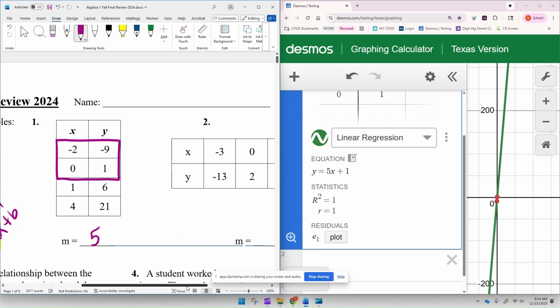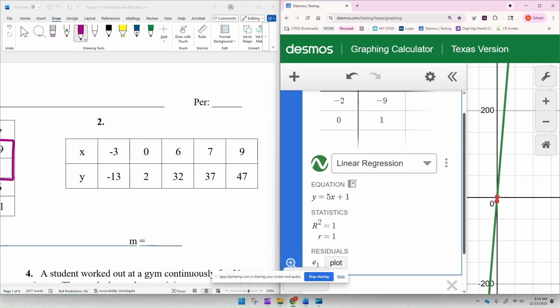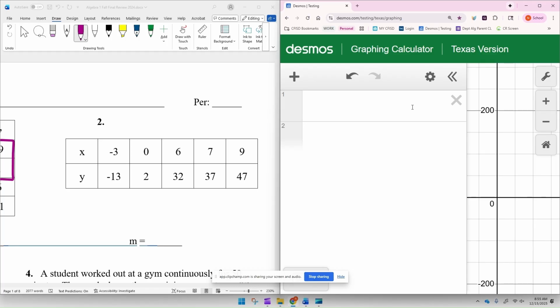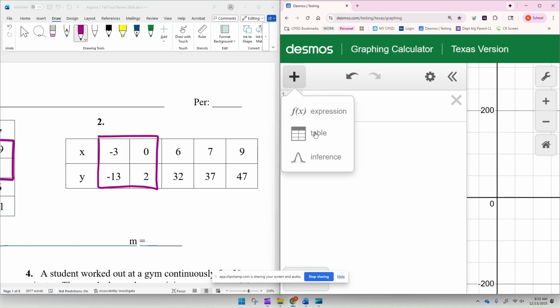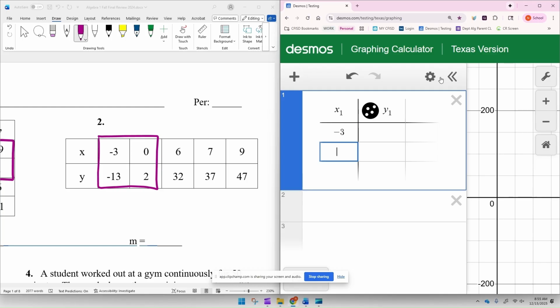We're literally going to do the same thing with question number 2. The only difference is that our table is sideways, so I need to be careful. Notice that your x values are on top and your y values are on the bottom. So I'm going to go to my table, hit plus, and do -3, 0. Remember, you're going this way. And then I'm going to do -13 and 2.